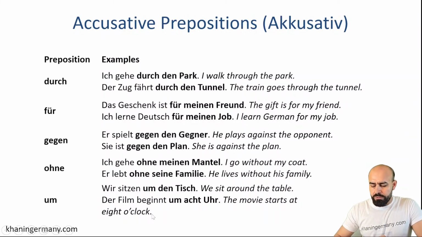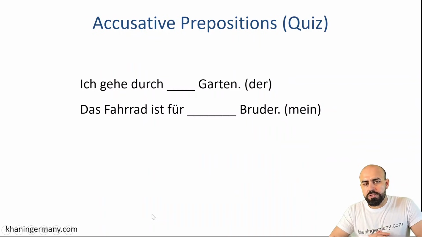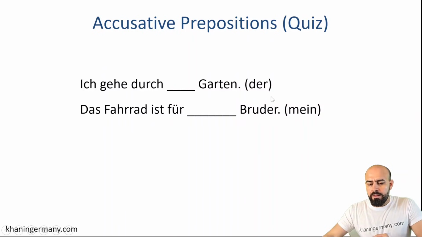Now I have a quiz for you guys, okay? And I would like you to take some minutes before I show you the answers, okay? So you have, let's say, a couple of minutes. How will you fill the sentence? Ich gehe durch Garten. So in nominative, you have der Garten. In the bracket, you see the nominative articles for Garten, for this object here. For Bruder it is mein, a possessive pronoun, mein Bruder, that's in nominative. Der Garten, that's in nominative. How will it be in accusative? Meaning after durch, für, der Garten and mein Bruder will get converted to accusative. How will it look?